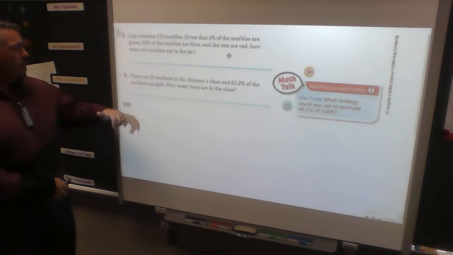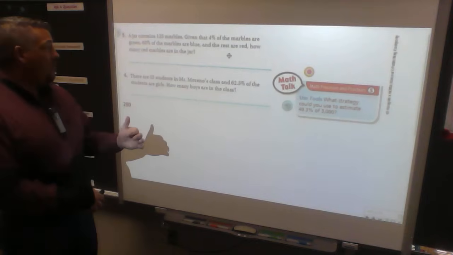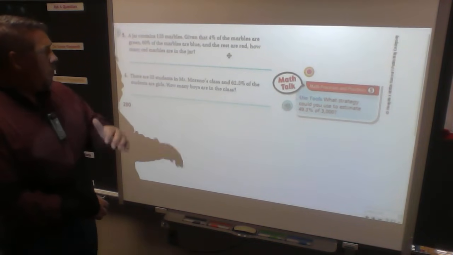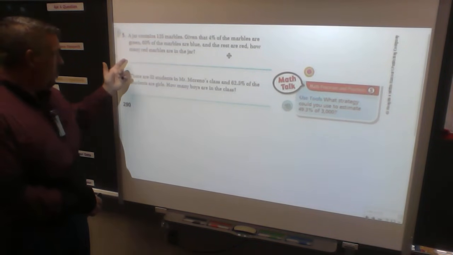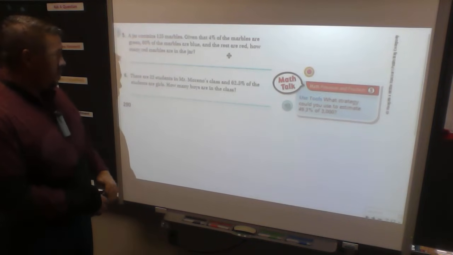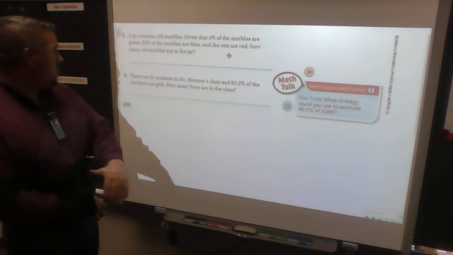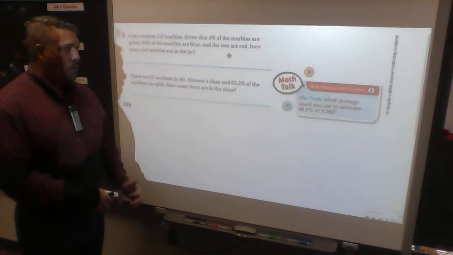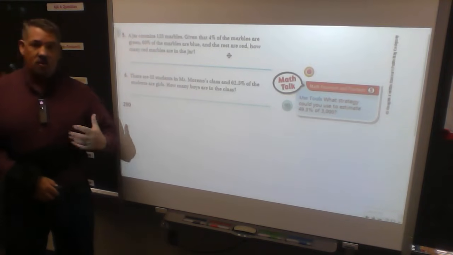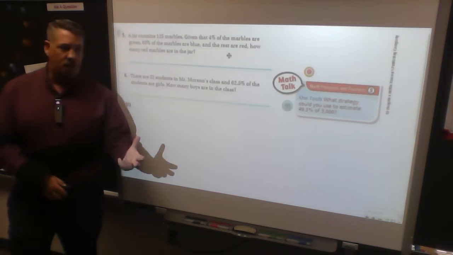Number 5 says, a jar contains 125 marbles. Given that 4% of the marbles are green, 60% of the marbles are blue, and the rest are red, how many red marbles are in the jar? So I have to do some extra work here, right? This is a multi-step math problem.